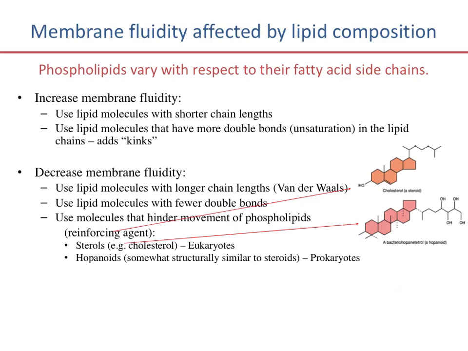Now, you may have heard of sterols, and an example of a sterol is cholesterol. So in eukaryotes, sterols perform that function of making the membrane more rigid. In prokaryotic organisms, hopanoids are used. The arrows aren't matching up exactly like they should, but here are the hopanoids, and these are the molecules that hinder movement of phospholipids in prokaryotes. And just for an example, this is cholesterol, which makes eukaryotic membranes more rigid.